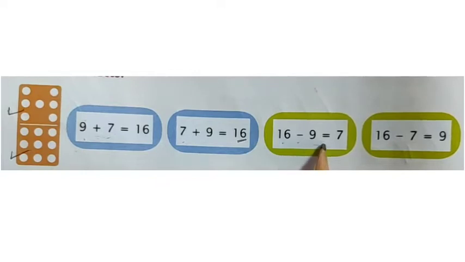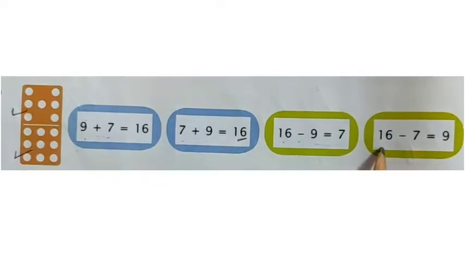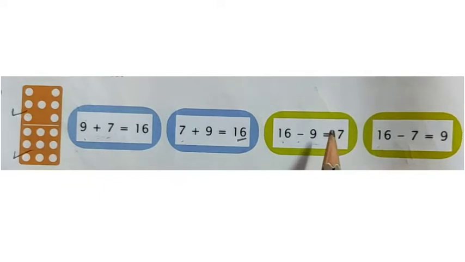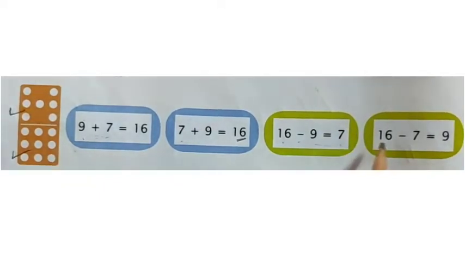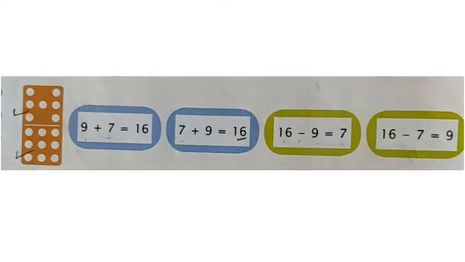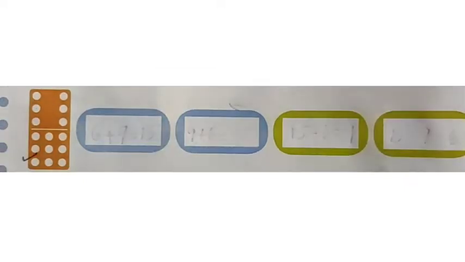16 minus 9 equal to 7. Again 16 minus 7 comes to 9th place and 9 goes to 7th place. So 16 minus 7 equal to 9. In this way we get two addition and two subtraction facts. Now let us move on to the next question, children.